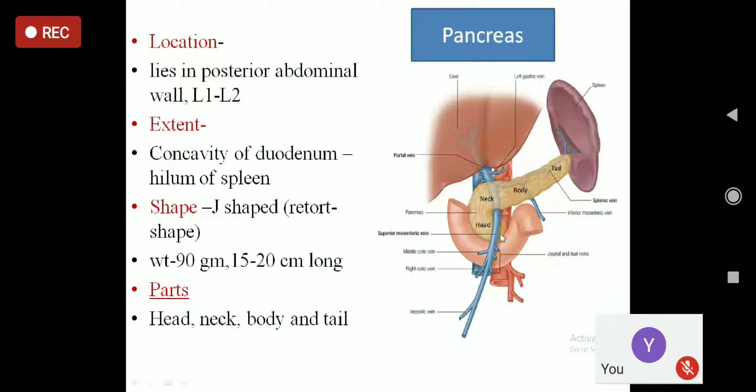In the head, here we can see one process which is surrounding just below the head, the uncinate process. So this is the head of the pancreas, neck in relation to the portal vein. There is formation of the portal vein just behind the neck. The body is elongated and pyramidal in shape, and the tail is in relation to the hilum of the spleen.